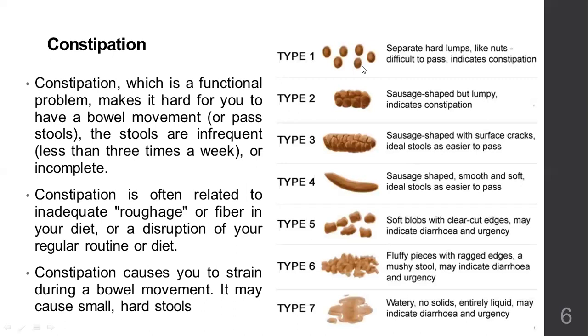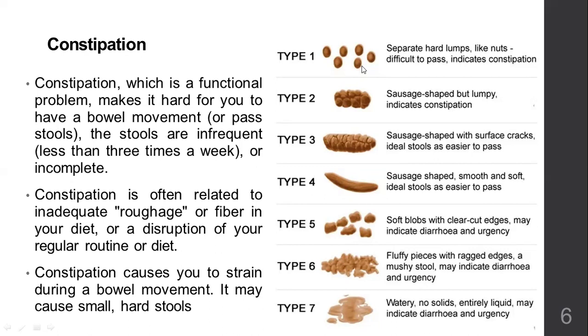So constipation, the functional disease. We start with some functional diseases. It's a functional problem in which it is hard for you to pass your stools, to have a bowel movement, to go to the loo. And stools are infrequent, less than 3 times a week, or it is incomplete. Even after going to the loo, you still feel it is not done properly. Constipation is often related to inadequate roughage or fiber. Fiber is also called roughage. Inadequate roughage or fiber in your diet could lead to constipation.